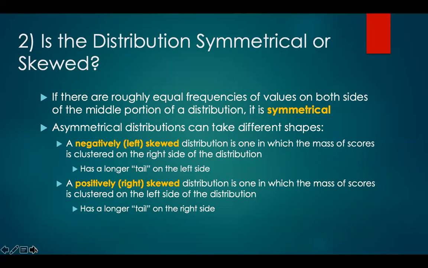So a negatively skewed or left skewed distribution is one in which the mass of scores is clustered on the right side of the distribution. So a negatively skewed distribution has a longer tail on the left side. Now, conversely, a positively skewed or right skewed distribution is one in which the mass of scores is clustered on the left side of the distribution, and thus has a longer tail on the right side.